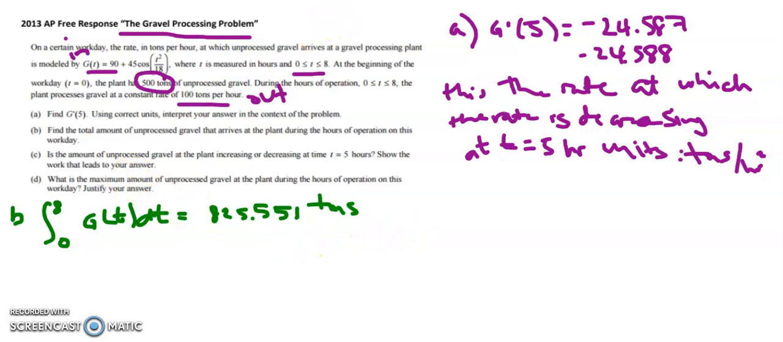All right, now part C says, is the amount of unprocessed gravel increasing or decreasing at 5? So what they're asking us for is G of 5, which is the rate that the gravel is incoming, minus 100, which is the rate that the gravel is outgoing. So the question is, is this positive or negative? Because they want to know if the amount of gravel is increasing or decreasing. So if the net rate is positive, there's more gravel coming in than going out, but if the net rate is negative, there's more gravel leaving.